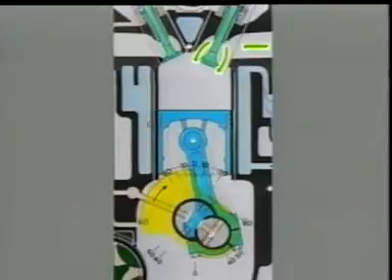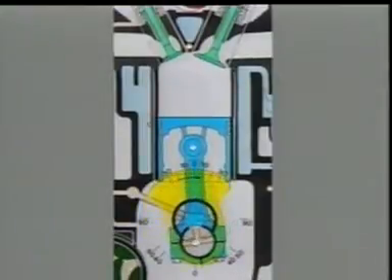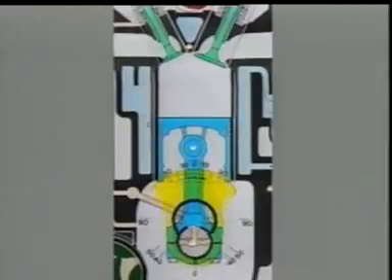Next is the compression stroke. The inlet valve is closed before the piston reaches BDC and the cylinder chamber is sealed. The piston then rises and compresses the mixture in the cylinder.